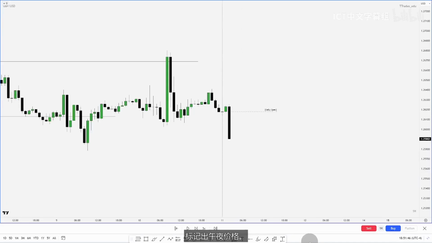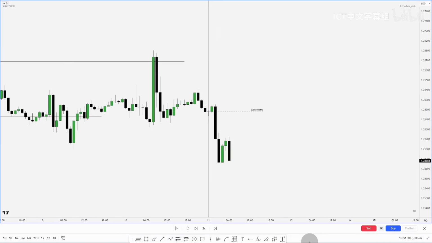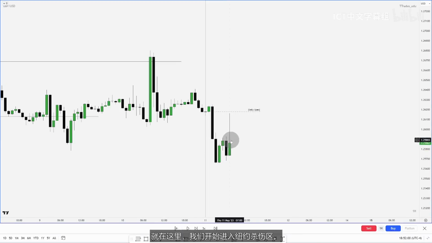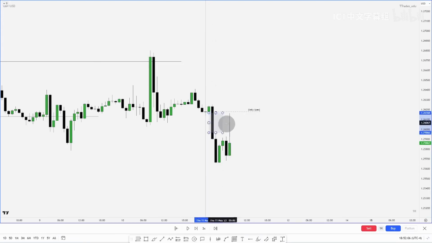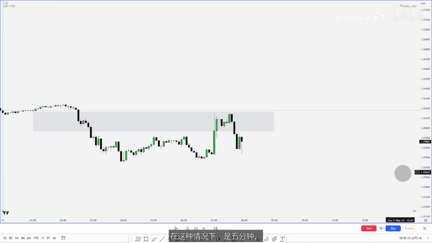Here, marking out midnight price, let's see what happens as we near New York session. Right here, we're starting to get into the New York kill zone. What do we have up here? We have an hourly fair value gap. So marking that out, we have our point of interest. We can go to a lower time frame, in this case, the 5-minute.